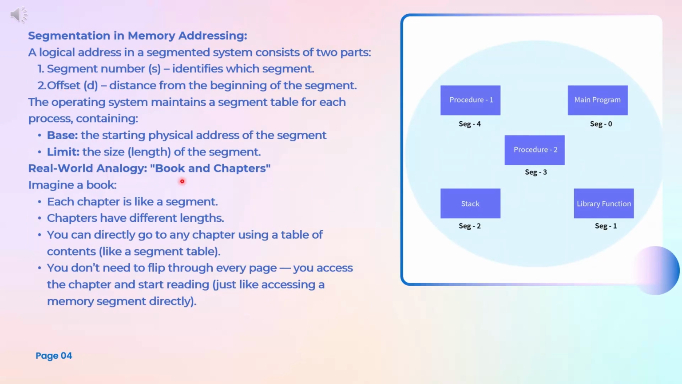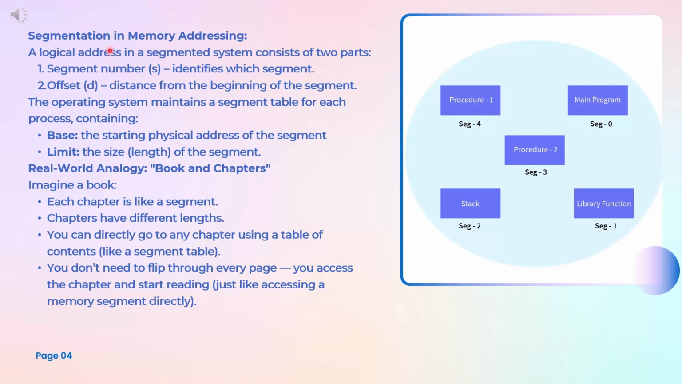Analogy: book and chapters. Imagine a program is like a book. Each chapter is a segment with its own length. A table of contents lets you jump to the exact chapter, just like a segment table lets the OS jump to any segment directly. So you don't flip through every page, you jump straight where needed.